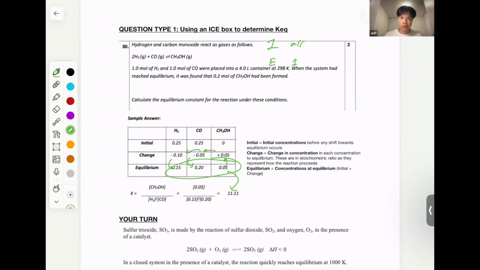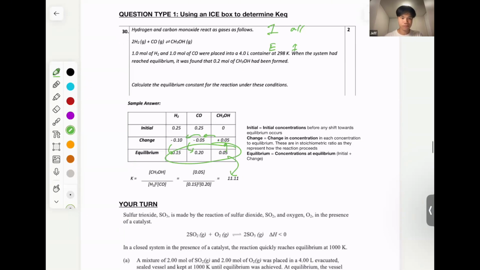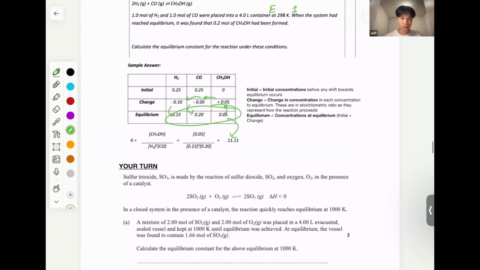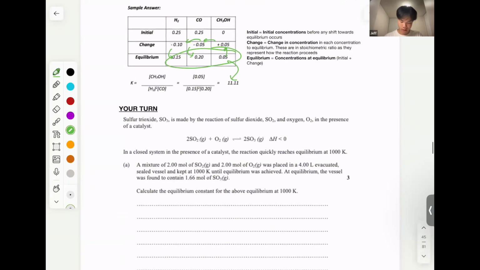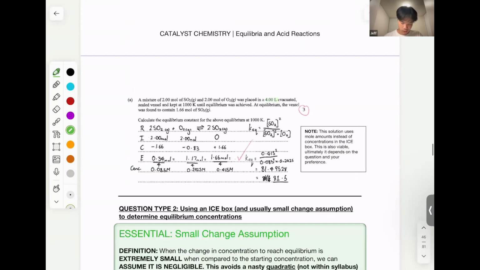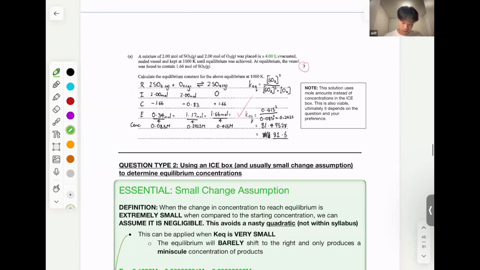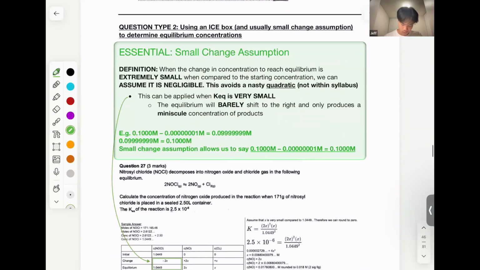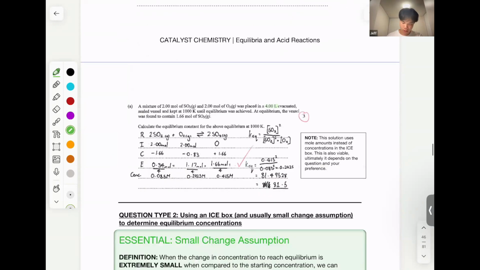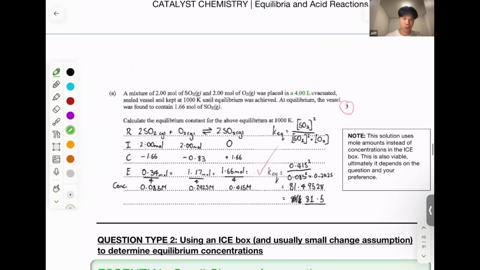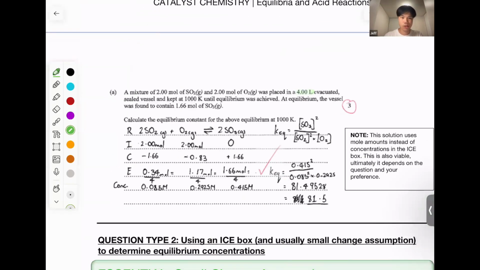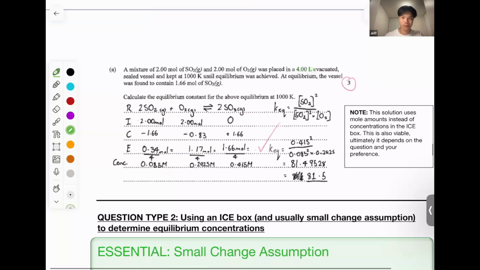Any questions on this one? Cool. Actually, just before we move off, let me see. This is a case where I'd say doing it in terms of moles is maybe logical because they give you everything in terms of moles and at the end they convert it into concentration. But if it's not given to you in moles, I wouldn't convert into moles.